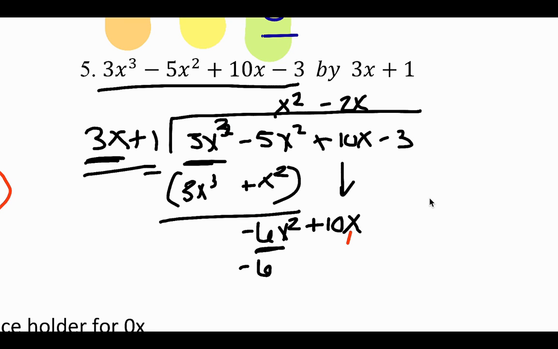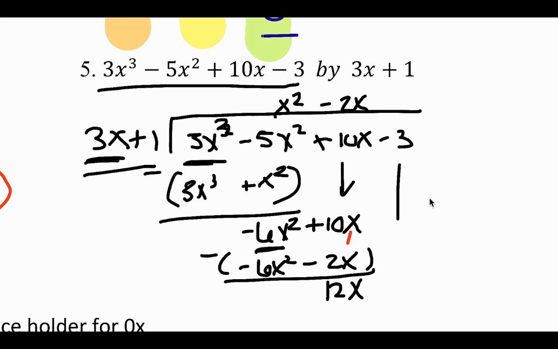And I get negative 6x squared minus 2x. Remember, we're subtracting everything here, so I'm going to get 12x here, and I'm going to bring down my next term. How many times does 3x go into 12x? It goes in 4 times. 4 times 3x plus 1 is 12x plus 4.